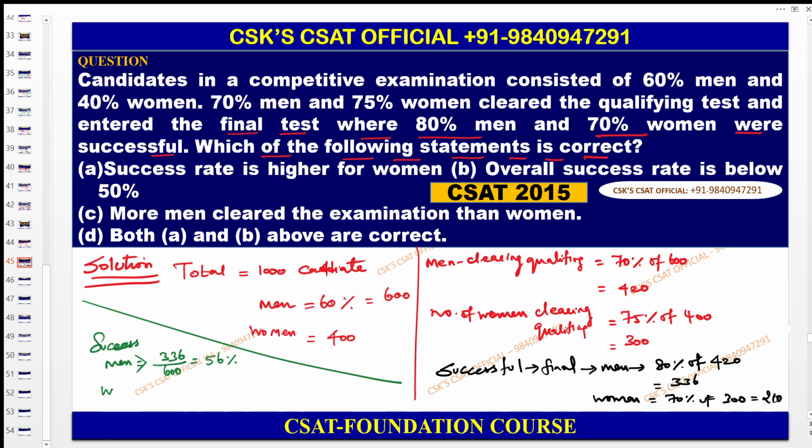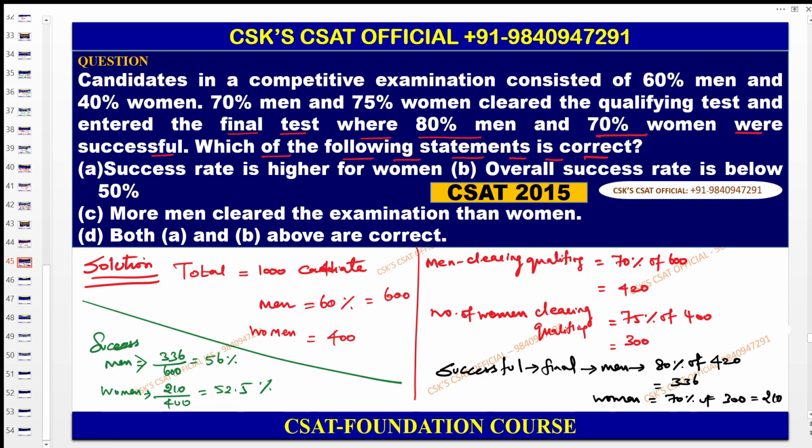So with respect to the women successful, 210 out of 400 women, which is equal to 52 point something percentage. Percentage means you have to multiply with the 100. Okay, now you can go with the statements.